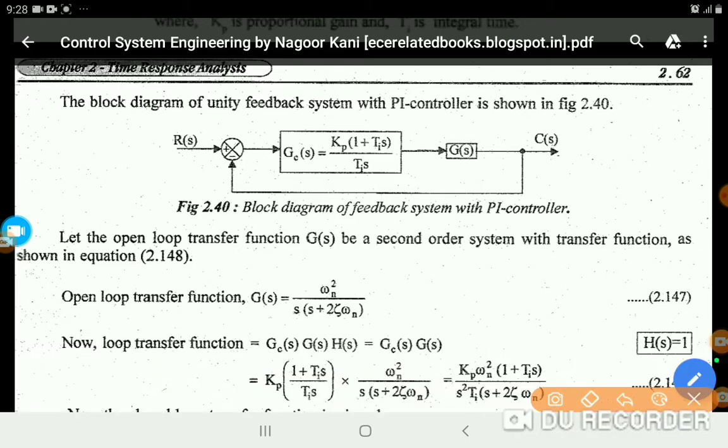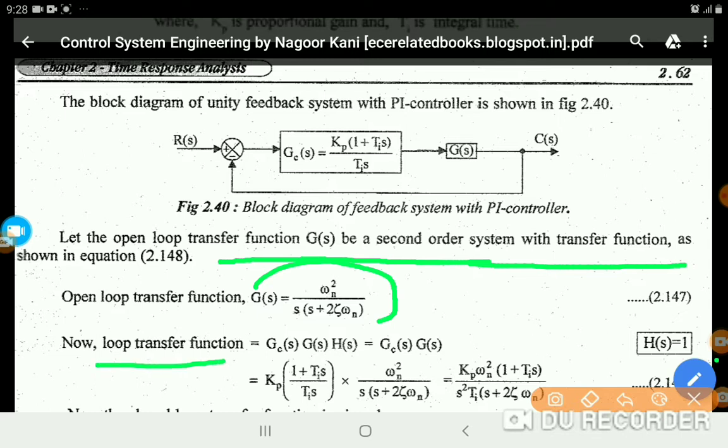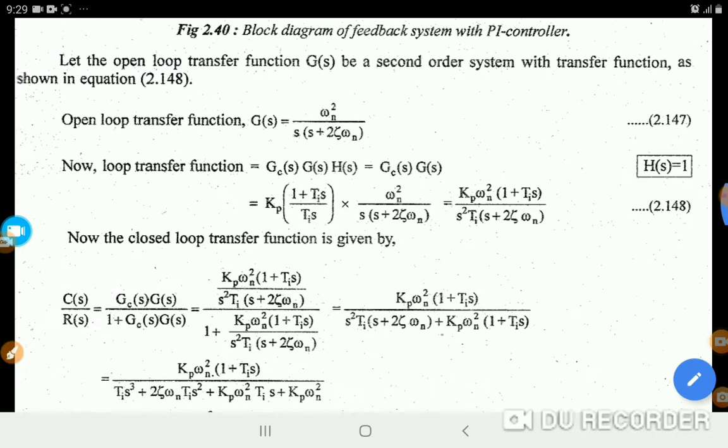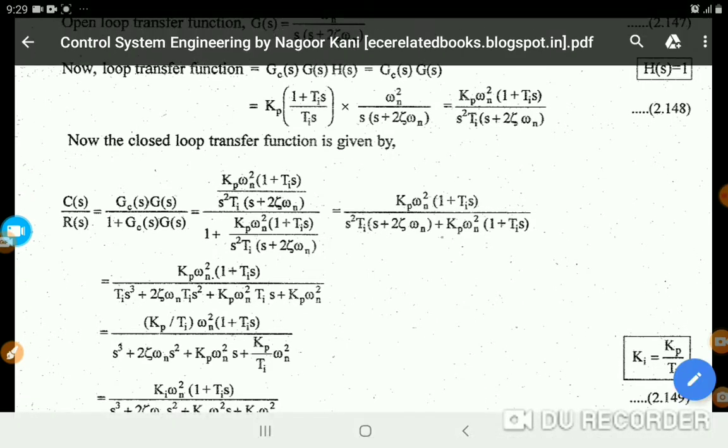With this block diagram, we know the open loop transfer function of a second order system is G of s equal to omega n square by s into s plus 2 zeta omega n. Now find the loop transfer function for the same. How to find the loop transfer function? This is Gc of s into G of s H of s. Now our feedback path is 1, so H of s takes the value 1. So now make a mere substitution of things.